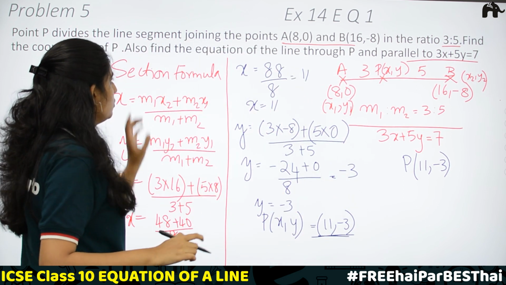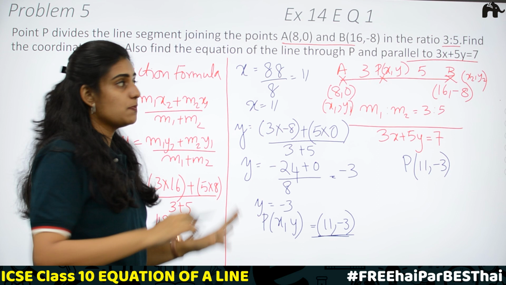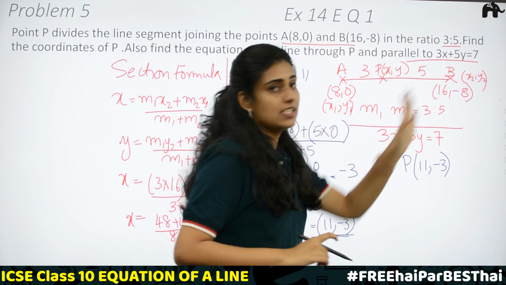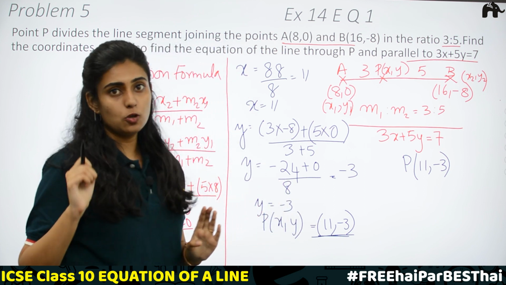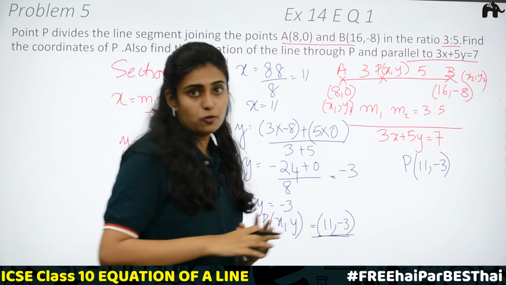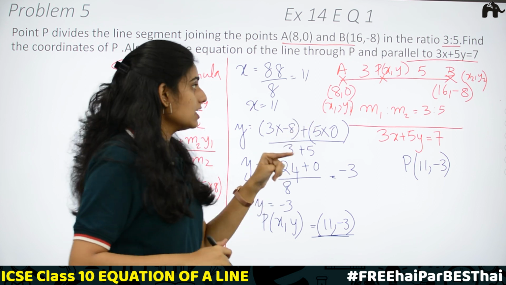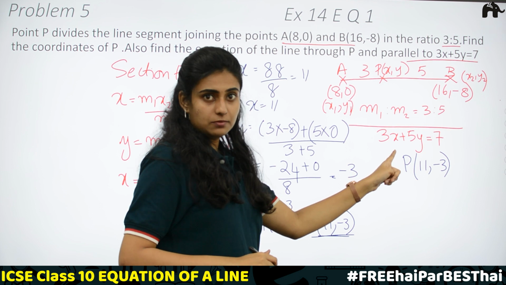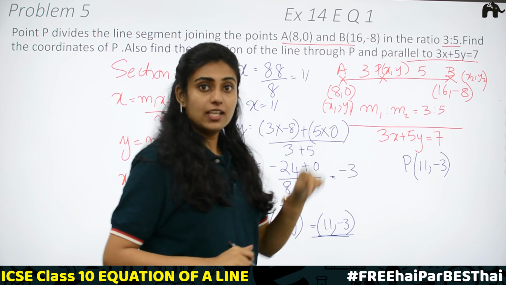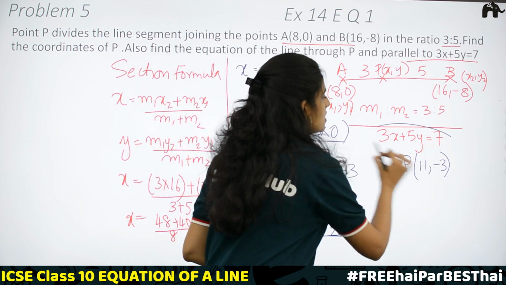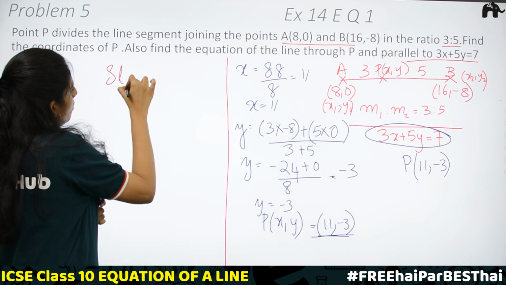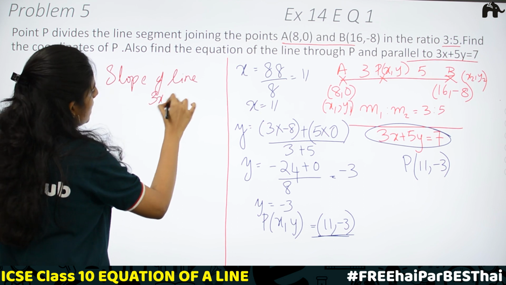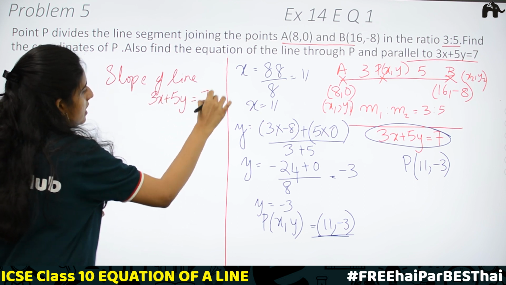Now, in the second part we have to find the equation of the line which passes through this point P and is parallel to 3x plus 5y is equal to 7, which means we have to find the slope. To use the point slope formula, we need the slope. To get the slope of this line, we know that this line is parallel to that line. Yes, parallel lines have equal slope. So, first we will find the slope of the line 3x plus 5y is equal to 7.